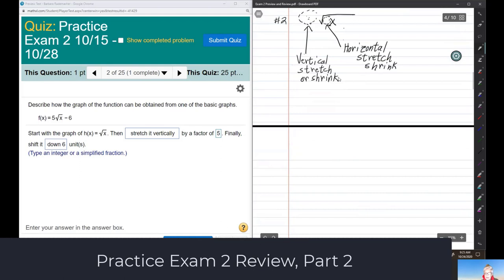Everything horizontal occurs inside the argument of the function with the x. Everything that has to do with vertical stretching or movement up or down occurs on the outside of the function, either here for the vertical stretch or shrink, or out here for the vertical shift. Meanwhile, the horizontal stretch or shrink is in here.